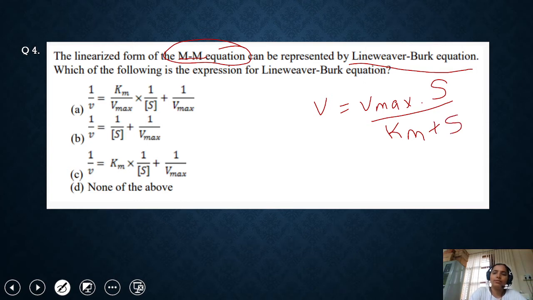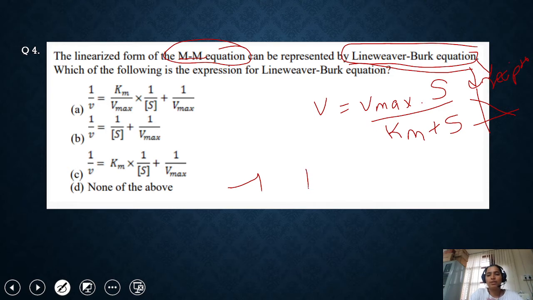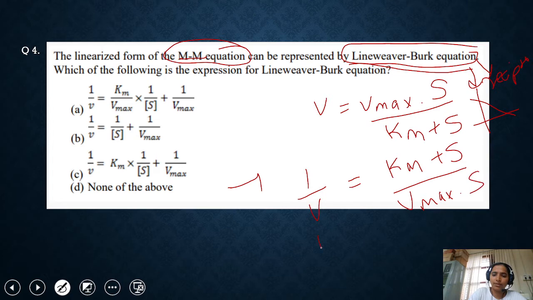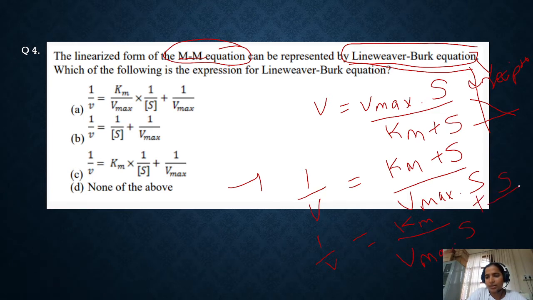So what they are asking about the Lineweaver-Burk equation is what it is when we represent it in a straight line, meaning the reciprocal of this Michaelis-Menten equation. So we have to reciprocate this equation, meaning we have to invert this. V becomes 1 by V, and this becomes Km plus S upon Vmax into S. Now solve this, put the denominator separately: Km upon Vmax into S plus S upon Vmax into S. So S will cancel out.